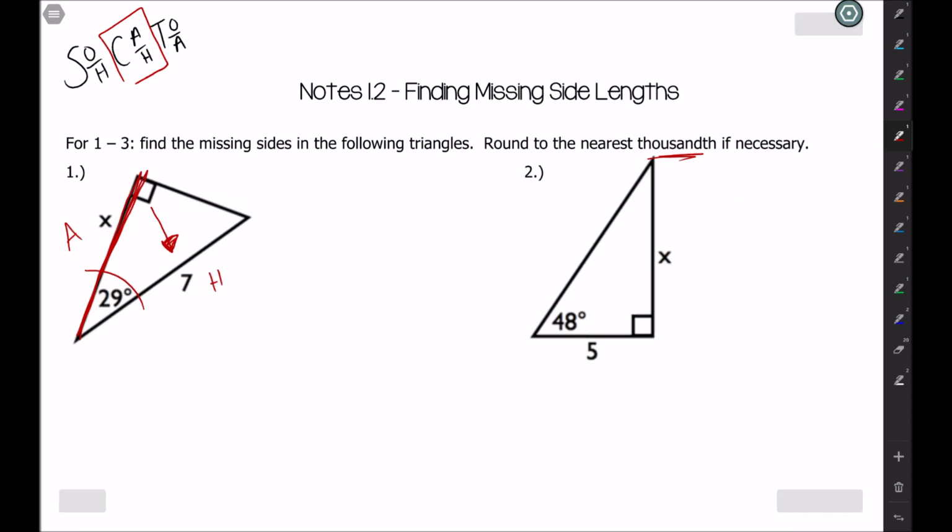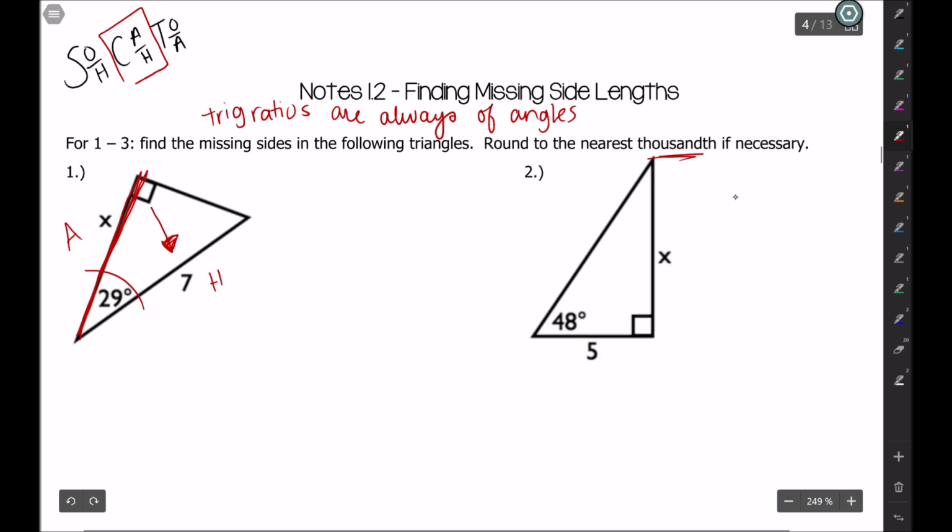Don't forget that trig ratios are always of angles. So there's no such thing as just sine. It has to be sine of an angle, like sine of 10 degrees or sine of 35 degrees. So here, because it's cosine, we're going to say cosine of the angle we're looking at, which is 29, is equal to the adjacent, which is x, over the hypotenuse, which is 7.